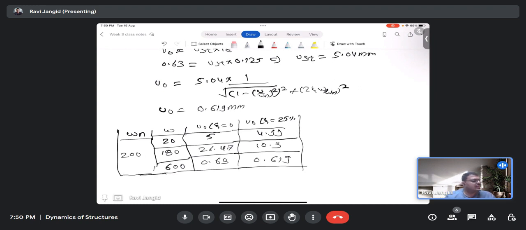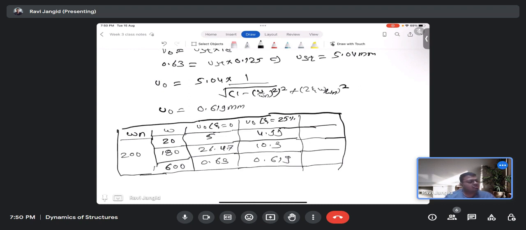Okay, so we can compare how much the rubber, or the isolator, decreases the response. In the first one the decrement is around 0.14%, in the second around 61%, and in the third around 1.75%. You had a question about why it is 0.73. So look at the omega by omega n ratio.